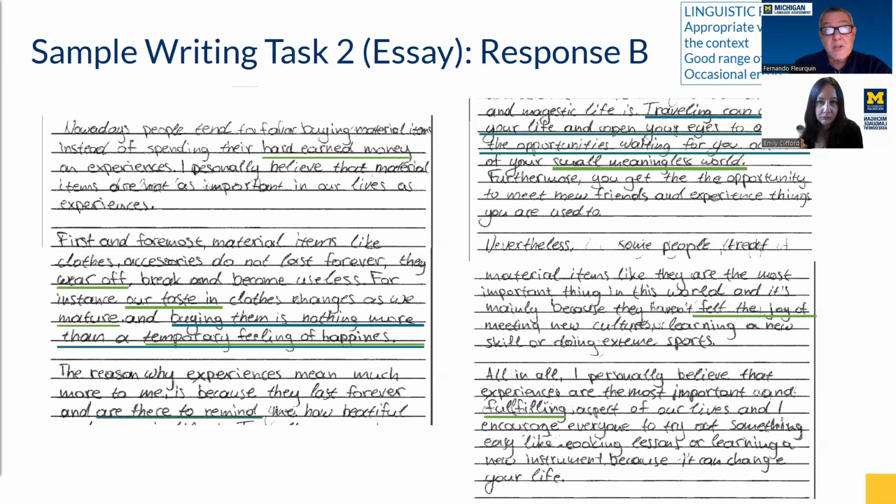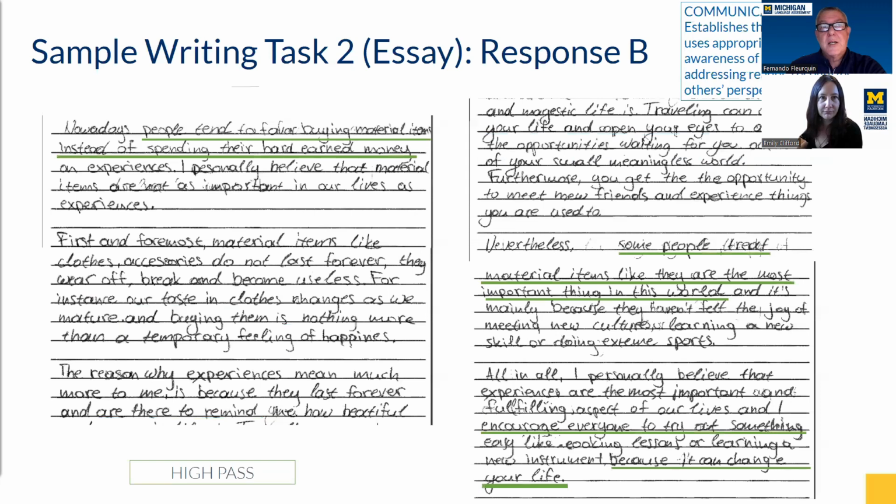Good range of grammar structures is used as well, accurately and appropriately, and vocabulary is appropriate for the context. For example, traveling can change your life and open your eyes to all the opportunities waiting for you outside of your small, meaningless world. That's a very interesting sentence. There are a few minor errors, occasional errors, but they don't affect comprehension of the general message. And the essay shows a good example of communicative effect.